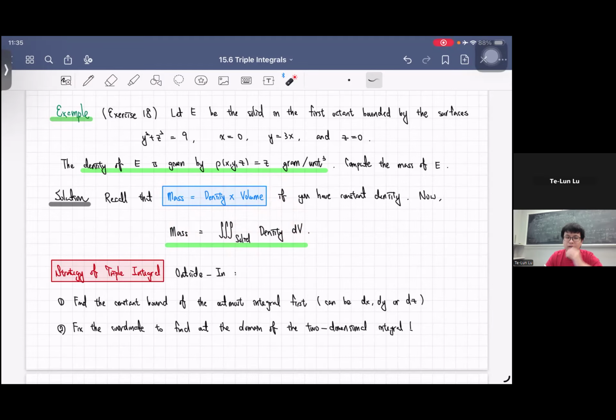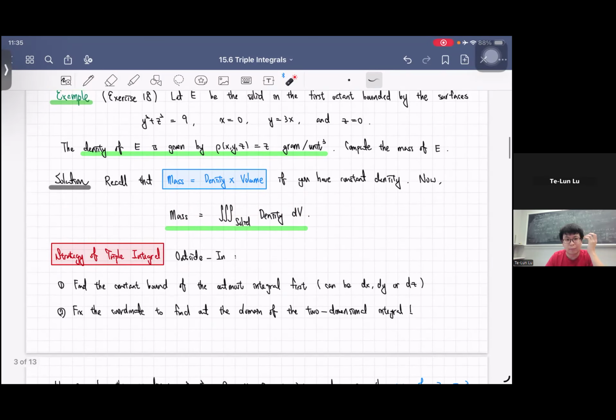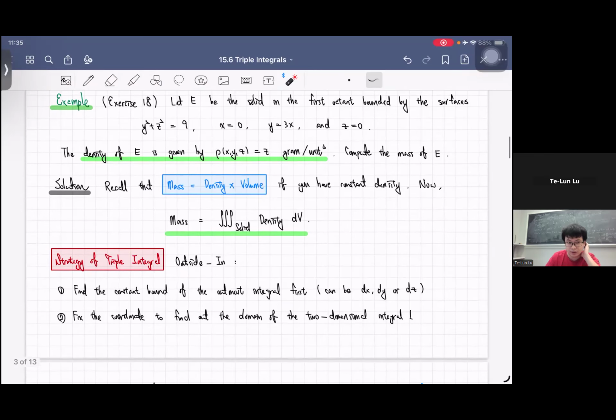Okay, so here's the most important topic of this particular section, the strategy of doing triple integral. And I described it as outside in.